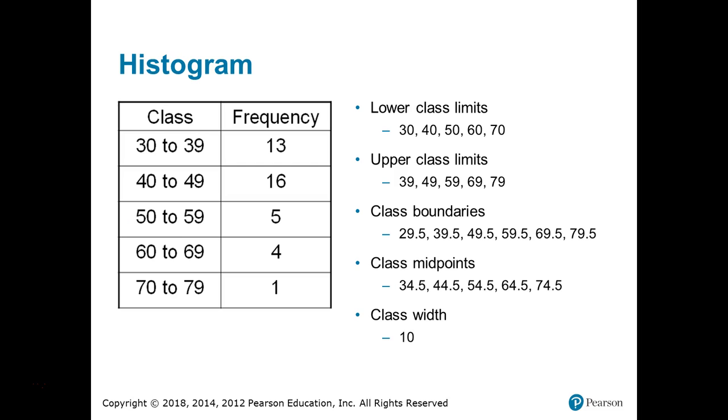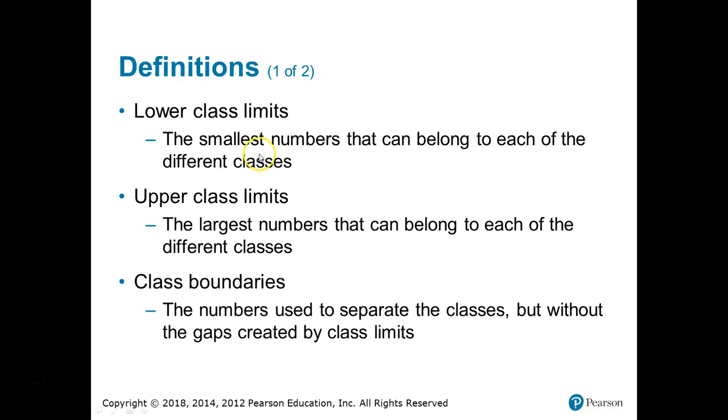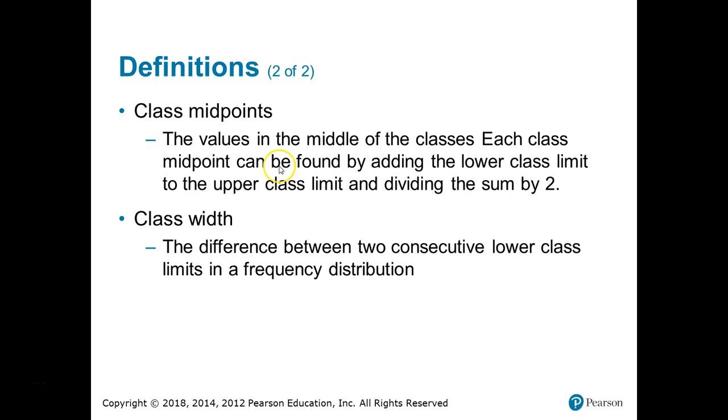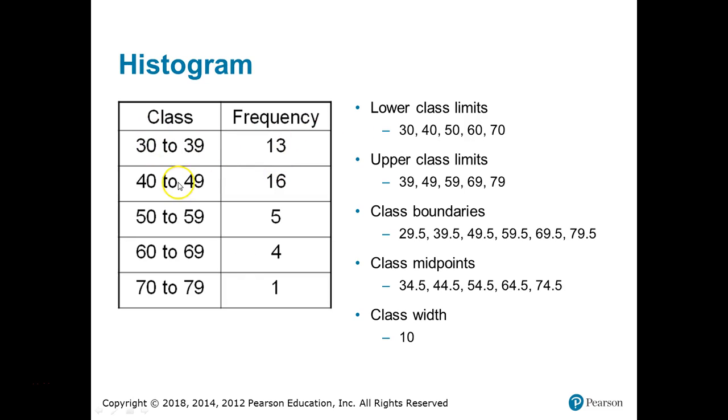Okay, so let's show how we get each. Lower class limits. Let's go back and forth to the definition and then show you how you calculate it. Lower class limit: the smallest number that can belong to each of the different classes. I have 1, 2, 3, 4, 5 classes. The lower limits are 30, 40, 50, 60, 70.